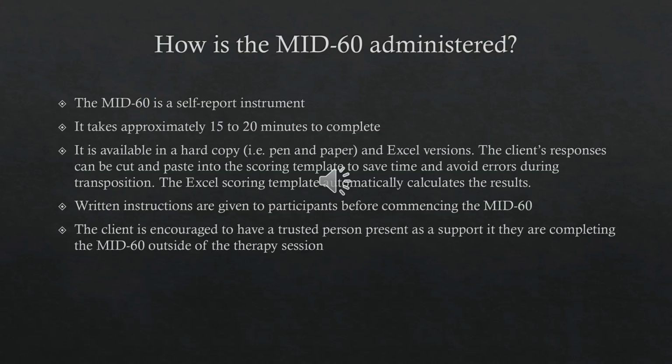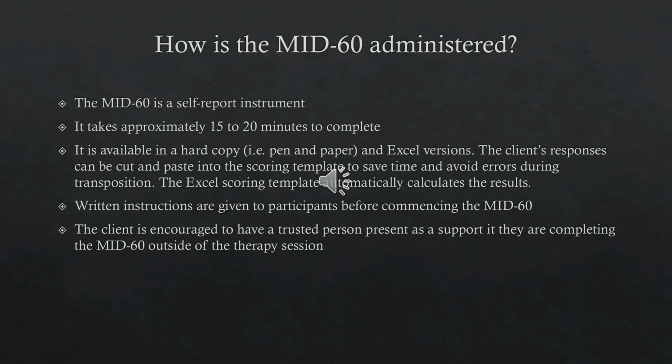The MID-60 is a self-report instrument. So this means that the client reads and interprets the question themselves and decides how dissociative they are on that item. It's not a collaborative approach, but it is okay to provide some level of support and guidance for clients that need that, but they ultimately need to determine what their experience is. They should set aside 15 to 20 minutes to complete it.